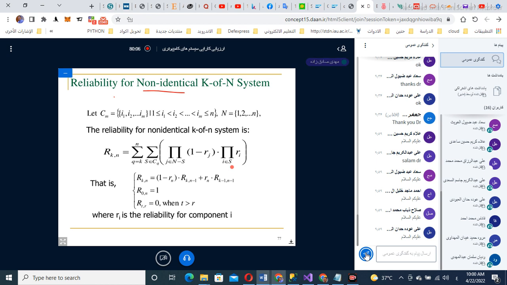That is R of k, n, that is 1 minus Rn multiplied by R of k, n minus 1, plus Rn multiplied by R of k minus 1, n minus 1. So that is a recursive relation here.